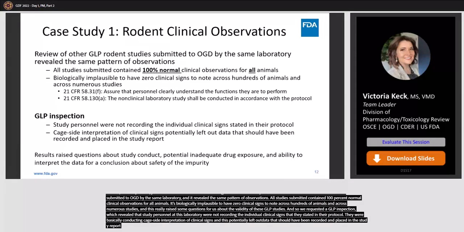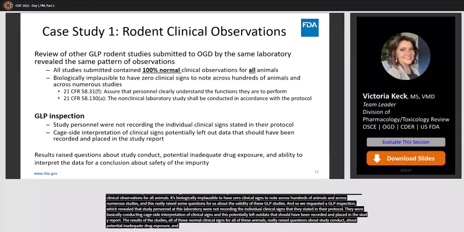The results of this study, all of these normal clinical signs for all of these animals, really raised questions about study conduct, about potential inadequate drug exposure, and the ability to interpret the data for a conclusion about safety of the impurity was very difficult for us. We ended up not accepting this study.